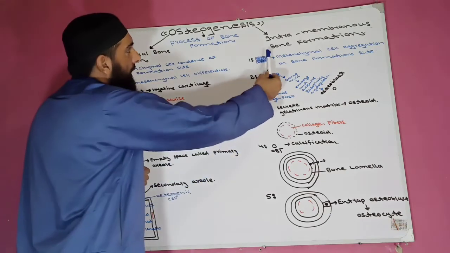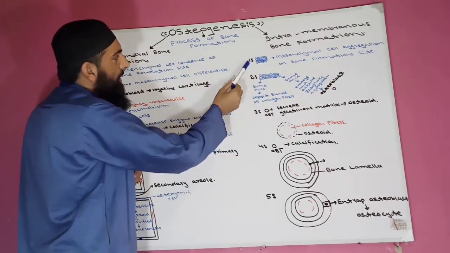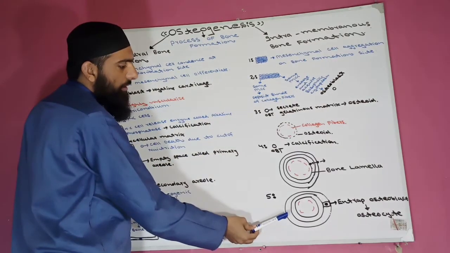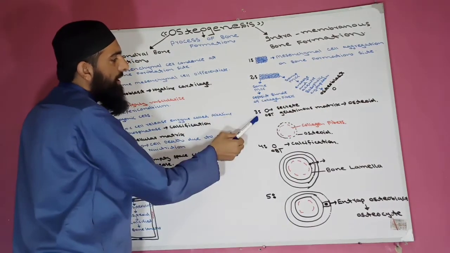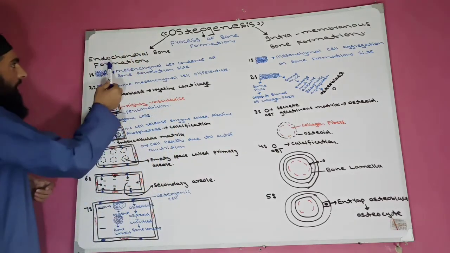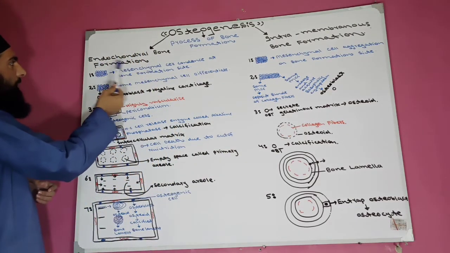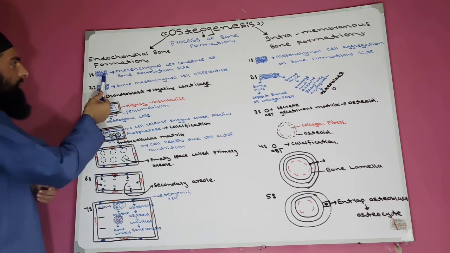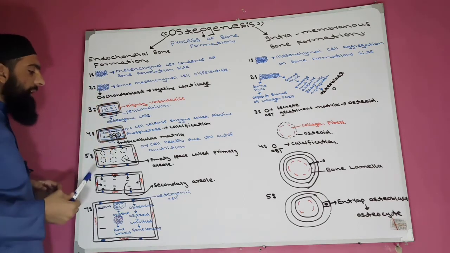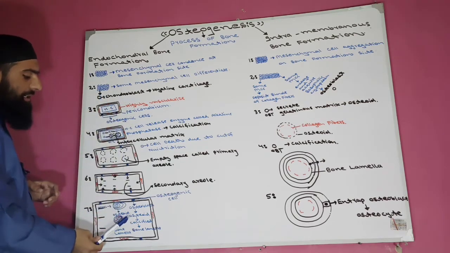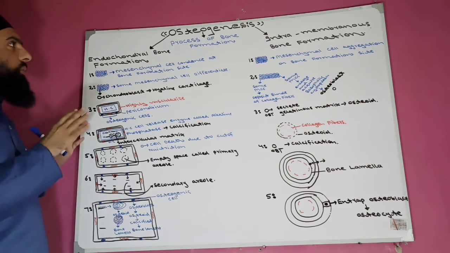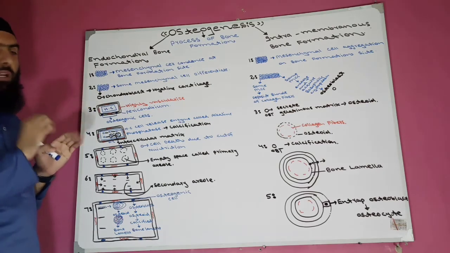Now here in intramembranous bone formation, the bone formation starts from mesenchymal cell and ends at lamellar bone. In between there is no cartilage formation. But in endochondral bone formation, bone formation starts from mesenchymal cell, in between there is formation of hyaline cartilage, and again the hyaline cartilage changes into lamellar bone. These are the two ways of osteogenesis.